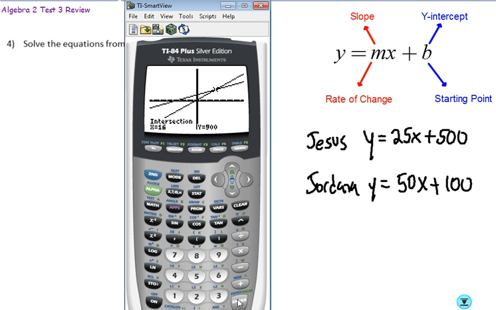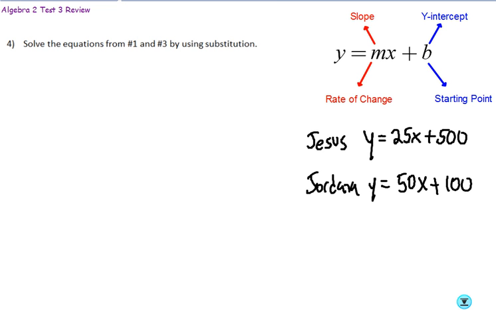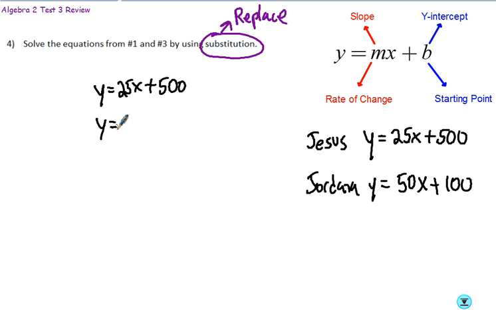So with number 4, what we're saying is, what if you don't have either one of those things? Well, there's a way to solve it by hand. Look at this method that we're going to use on this one. It's called substitution. Substitution means to replace. If you think about it in sports, substitution, someone subs in the game, somebody's going in the game, someone's coming out of the game. That's kind of the idea of what we're going to do here. We're going to take our two equations, y equals 25x plus 500 and y equals 50x plus 100, and we're going to substitute. We're going to replace.